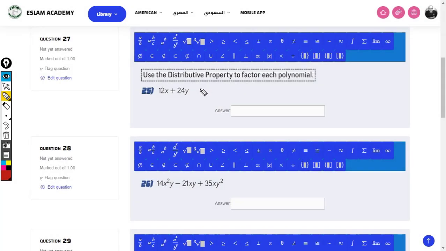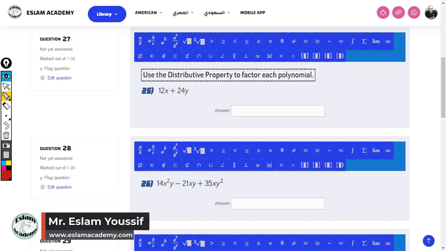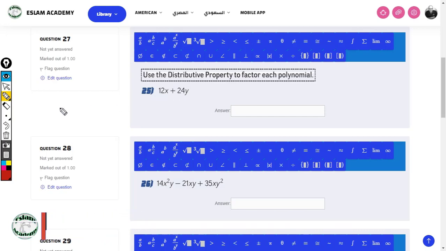Use the distributive property to factorize each polynomial. Using the distributive property means finding the greatest common factor, or factorizing by using the greatest common factor. You will find that the greatest common factor between 12 and 24 equals 12, the greatest number that we can divide 12 and 24 by. So we have 12 as the common factor.